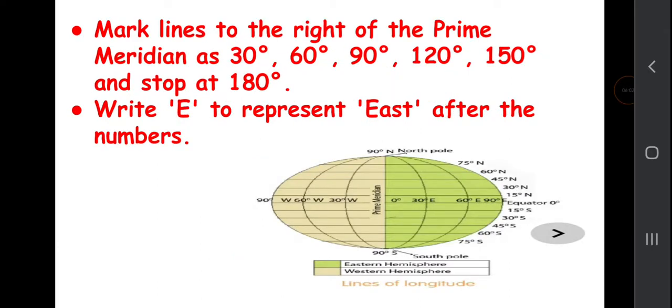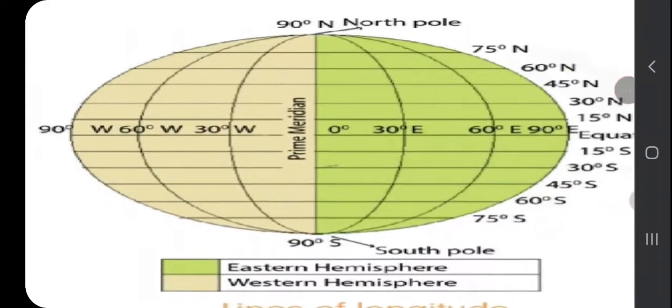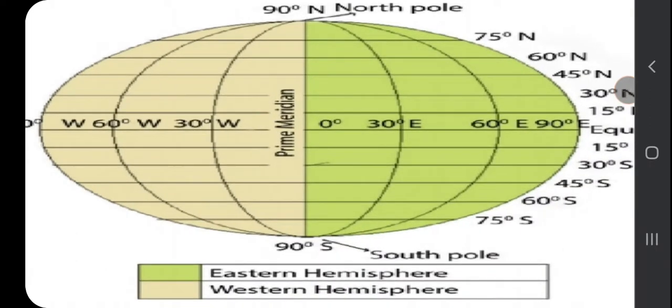Now, mark lines to the right of the prime meridian. This middle line is called the prime meridian. It is also present on a globe. Lines of latitude were horizontal and these are lines of longitude. They are vertical. If you are drawing it in your notebook, you need to name the middle line as prime meridian and it is located at 0 degree angle.